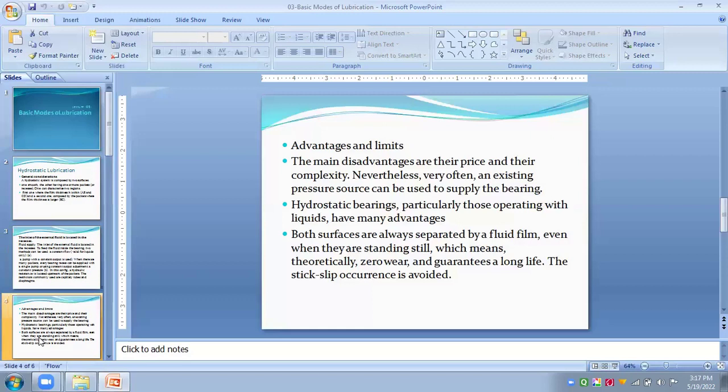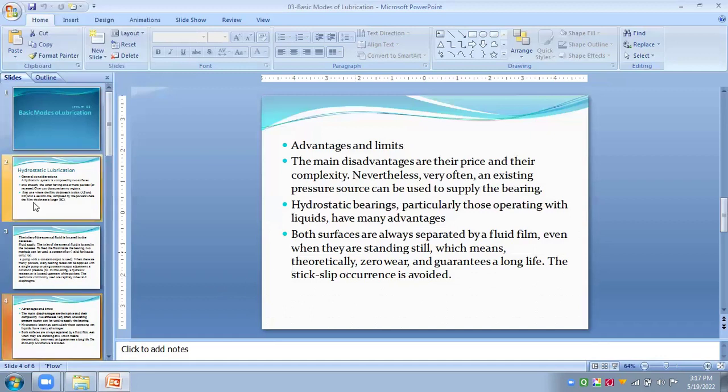And along with these advantages, the price or cost of this lubrication system is high, and the system is complex. The hydrostatic bearing, particularly those operating with liquid, has many advantages, but at the same time we have some disadvantages. They have high initial as well as maintenance cost. Overall power loss is not necessarily low. So there are some advantages and disadvantages.